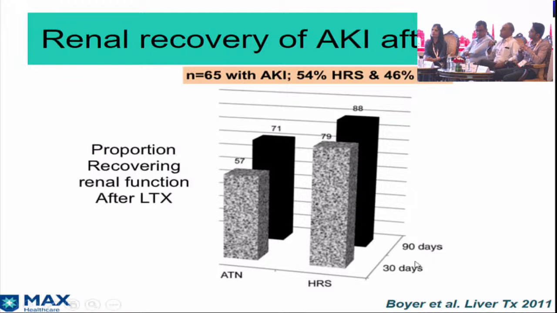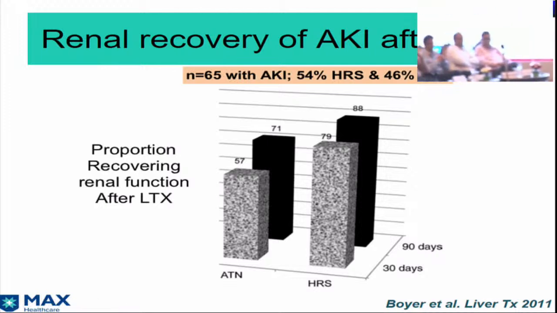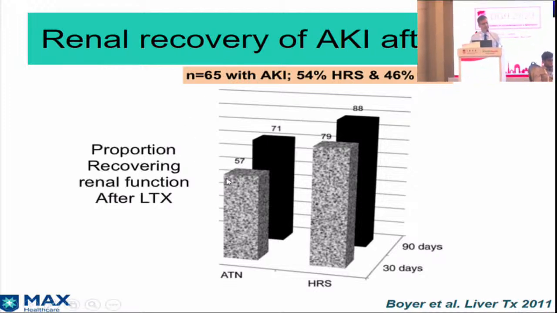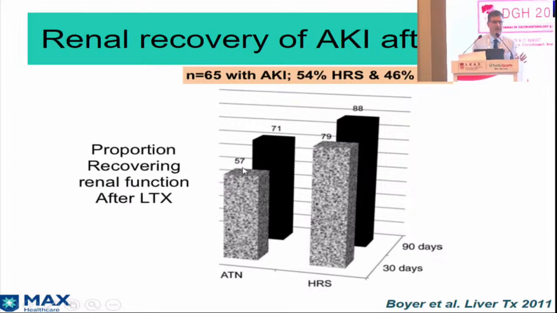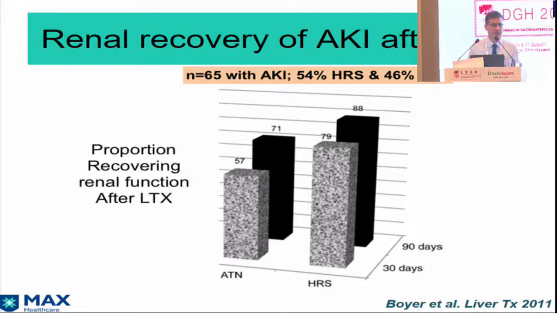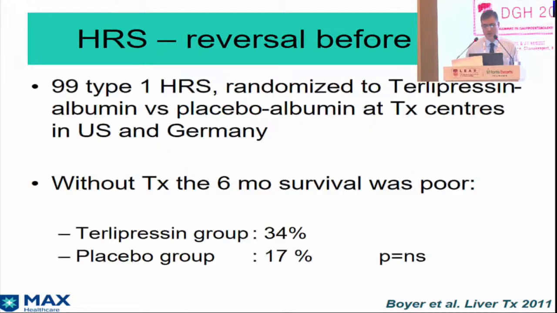Right, a very important point, because many of these patients have a mixed HRS-ATN, and you can see that even patients who were initially classified as ATN, almost 50 to 70% of them reversed their renal failure after liver transplant. So that seems to be the most definite treatment.